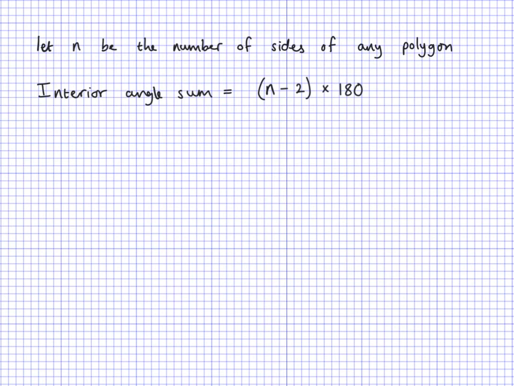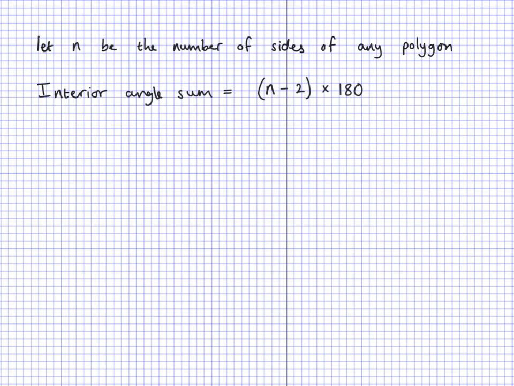Okay, so hopefully you've done that with the hexagon. Now, what you will find is, if we say let n be the number of sides of any polygon, the interior angle sum, so this is all the angles added up in that polygon, would be the number of sides, take away 2, because that's how many triangles we're going to have, times by 180, because angles in a triangle add up to 180. This will give me the interior angle sum of any polygon I like.